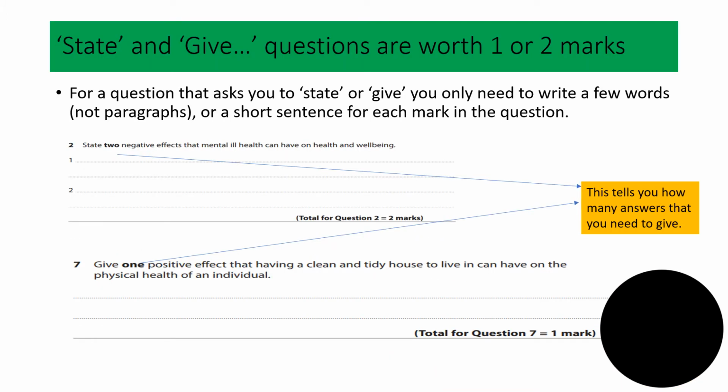Next, we have the state and give questions. These are usually worth 1 or 2 marks. They're not asking you to write a paragraph here. It's a short sentence for each mark in the question. Examples are from one of the sample assessment materials below, such as state 2 negative effects that mental ill health can have on health and well-being.